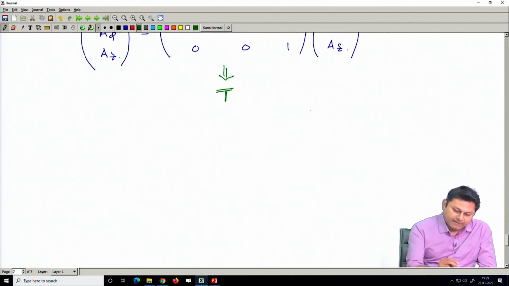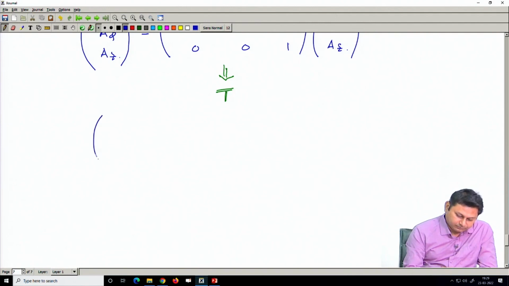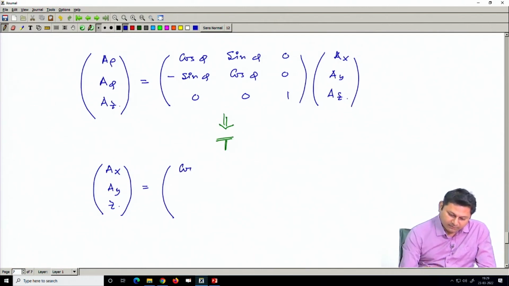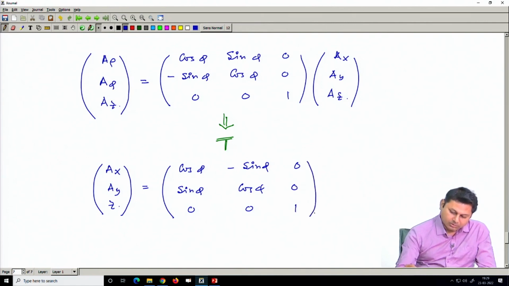And in a similar way, I can figure out the reverse by taking the transpose of this. So I am going to get this: cos phi here, sin phi here, 0 here, minus sin phi, cos phi and 0, and then 0, 0, 1. Okay.